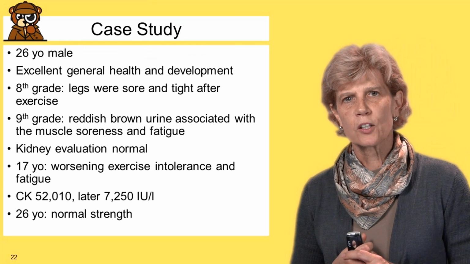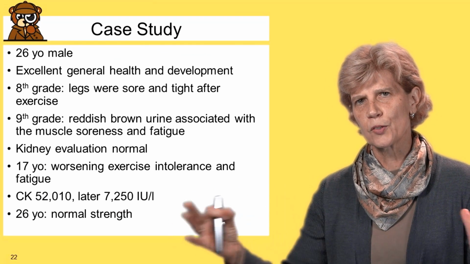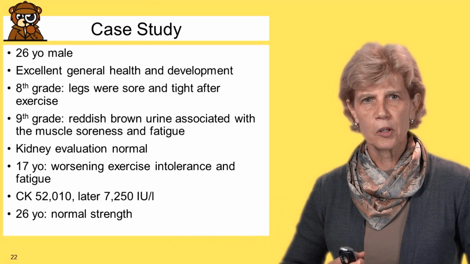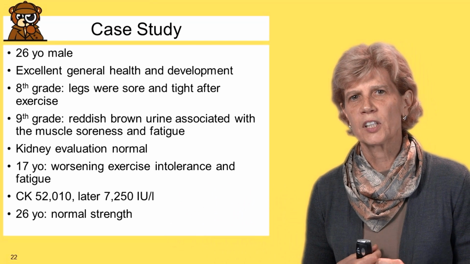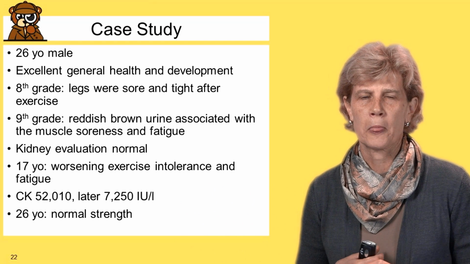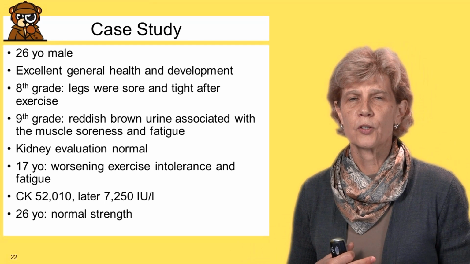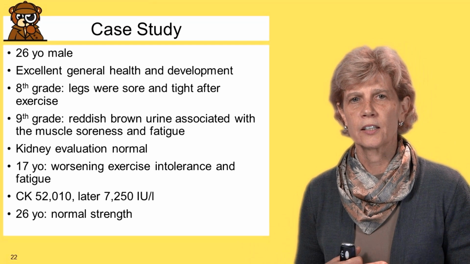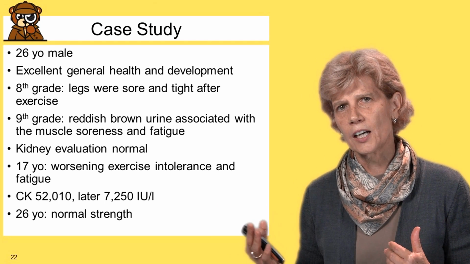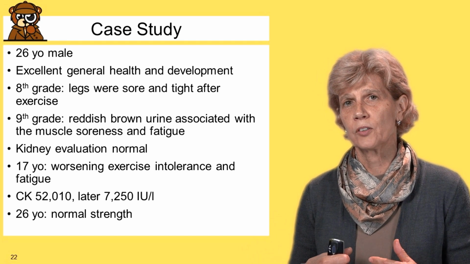So our next case is now a 26-year-old male. You can see that I've sort of arranged these in a progression from more severe to less severe. He had excellent general health, normal development. He recalls now that when he was in 8th grade, his legs would get sore and tight after exercise. In 9th grade, and this continues to the present time, he would have reddish-brown urine associated with this muscle soreness and fatigue. I actually have one patient who told me that they thought throughout high school and college that they hadn't had a good workout unless their urine turned brown.